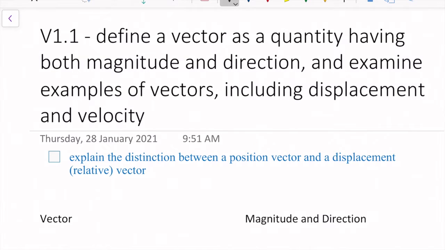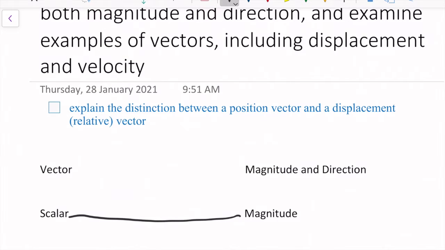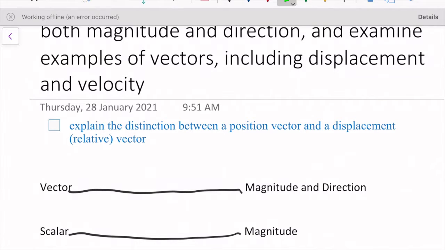We will begin with this subdot point. It is explained the distinction between a position vector and a displacement or relative vector. In order to do this, we must first define what a vector and a scalar is. For those of you who are studying physics, you will most likely already be aware of this. A scalar is something which has magnitude. On the other hand, a vector is a quantity which is given both magnitude and direction. To put it simply, the magnitude of a vector or scalar is its size. But the important thing is its direction, and this is self-explanatory, it's where it is going.